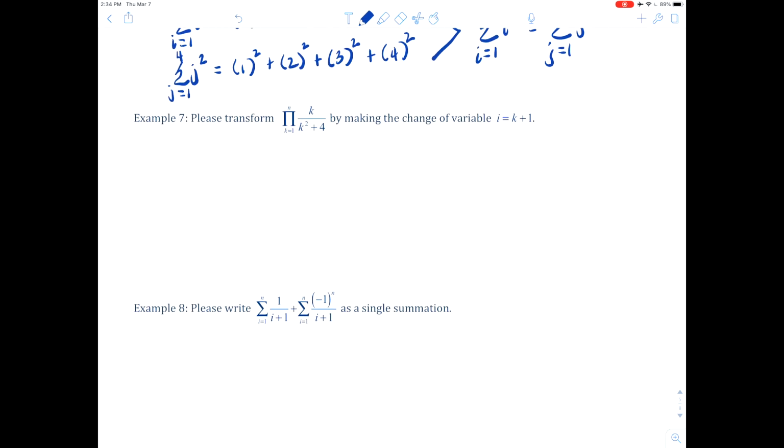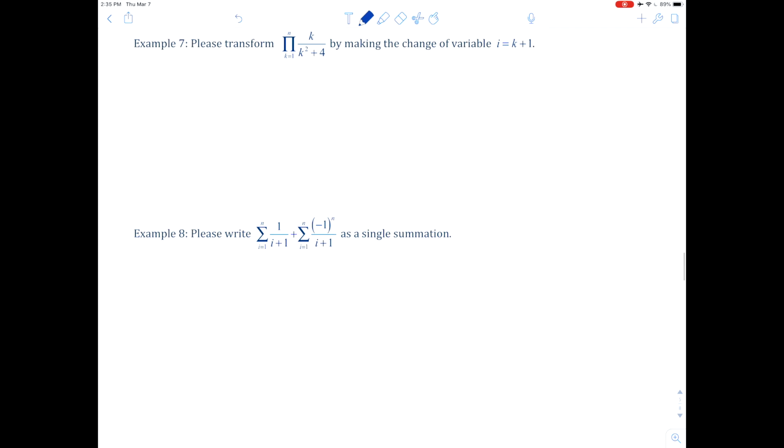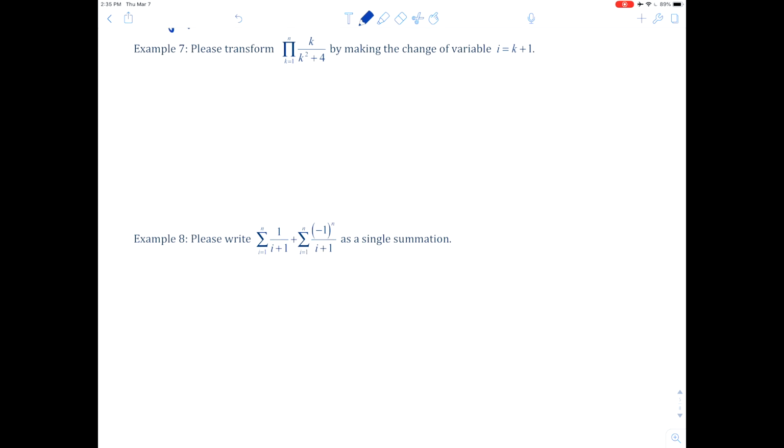So let's take a look at how we can transform these symbols by making changes of variables. So for this product here, we want to change i to k plus 1, right? So first of all, it's always good to isolate each variable. So if i is going to equal k plus 1, well, that's true if and only if k equals what? Beautiful. i minus 1. Good so far? All right.